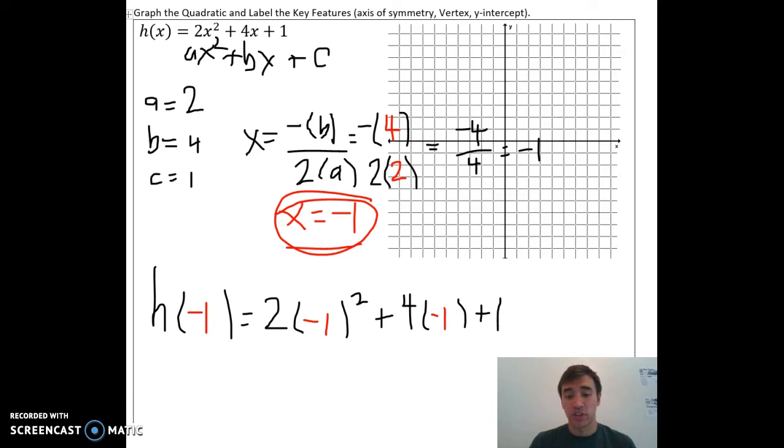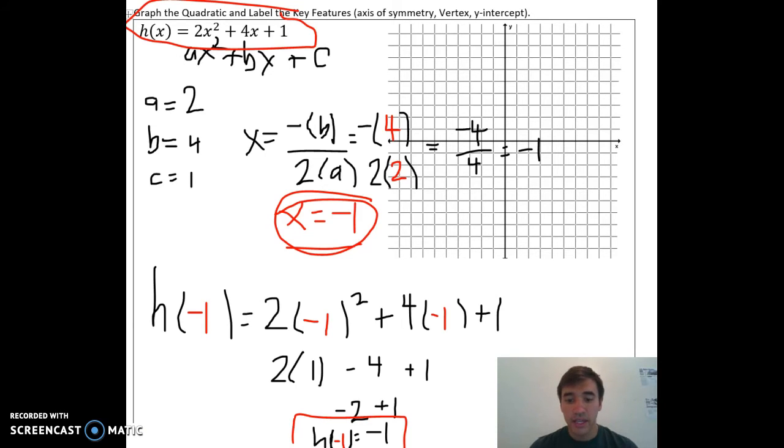Once substituted in, you should have had this. All we did was substitute that x equals -1 in for everywhere where I saw x in my original function. What I'd like you to do now, pause the video again, simplify, find your y value, write your vertex as a coordinate (x, y). You should have had h(-1) = -1. So when x is -1, y is -1.